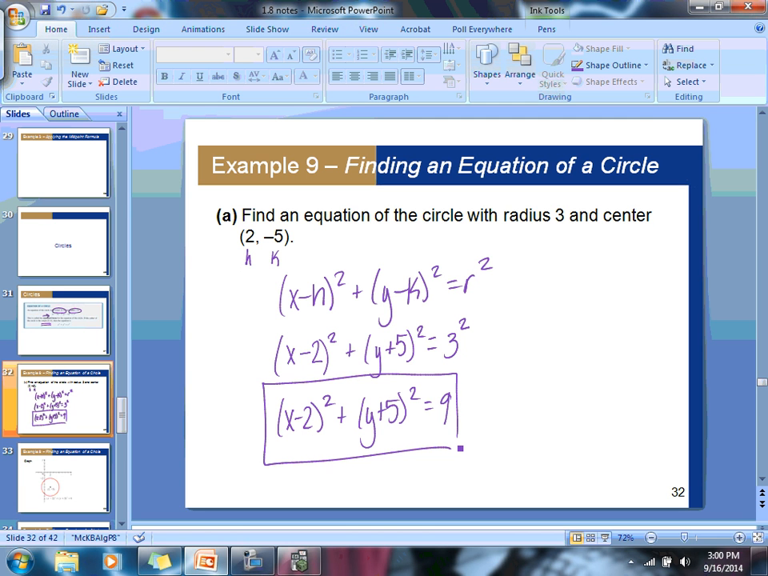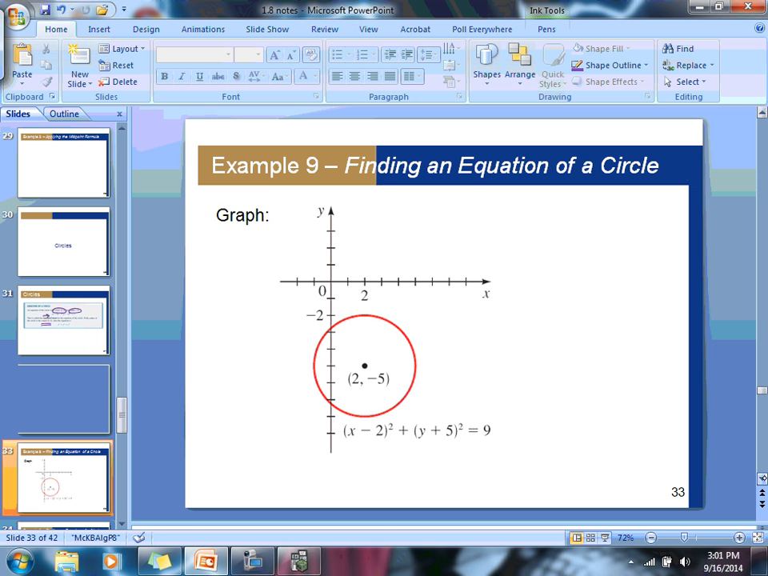Now, do you remember how to graph a circle? We want to plot our center first. And then after we plot our center, we're going to move up 3 units and down 3 units, to the right 3 units and left 3 units. So we make a little X or a little crisscross, and then we just connect those 4 points around the center as best we can in a circle.